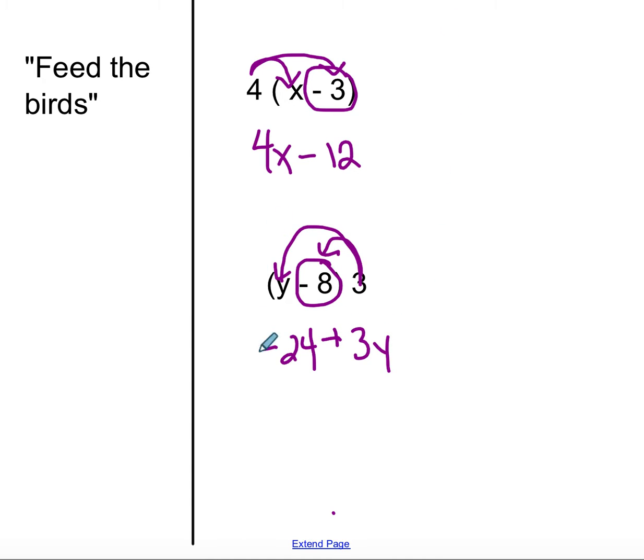Now, I always want to put the variable first. So if you look at this one, this variable is a plus 3y, so I'm going to put that first. I don't have to write the plus because we just assumed that. Then I would put the one without the variable, which is a -24, so my answer is 3y minus 24.